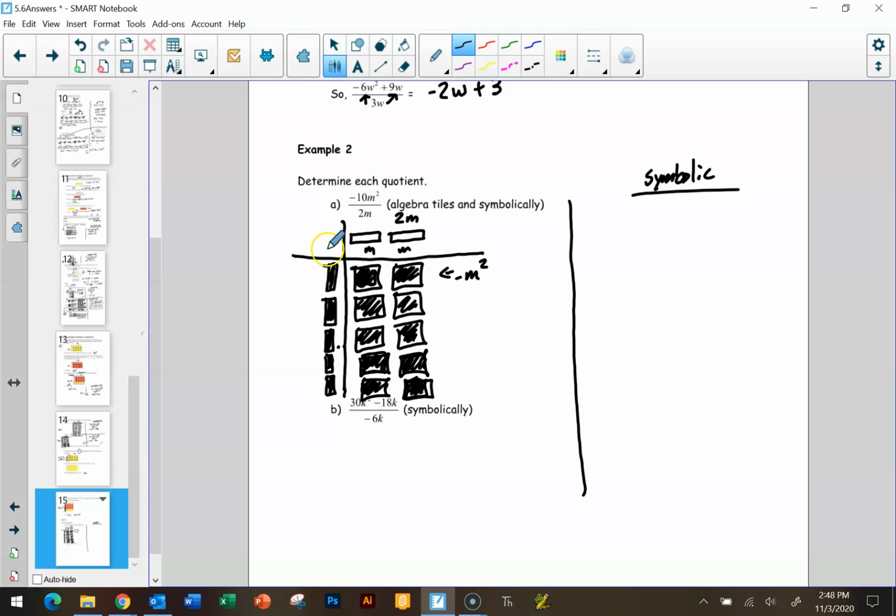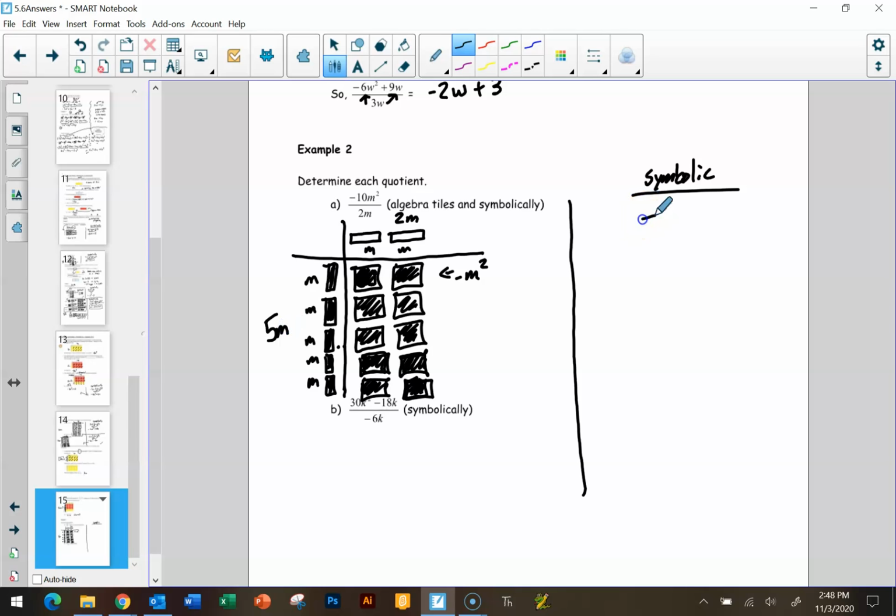Does it make sense that a negative tile times a positive tile equals a negative tile? It does make sense. So in the same way, does it make sense that a negative tile divided by a positive tile equals a negative? Yes, it does. So what are we left with over here? We've got, these are all m's, right? M, M, M, M, M. And how many have we got? We've got 5 of them.